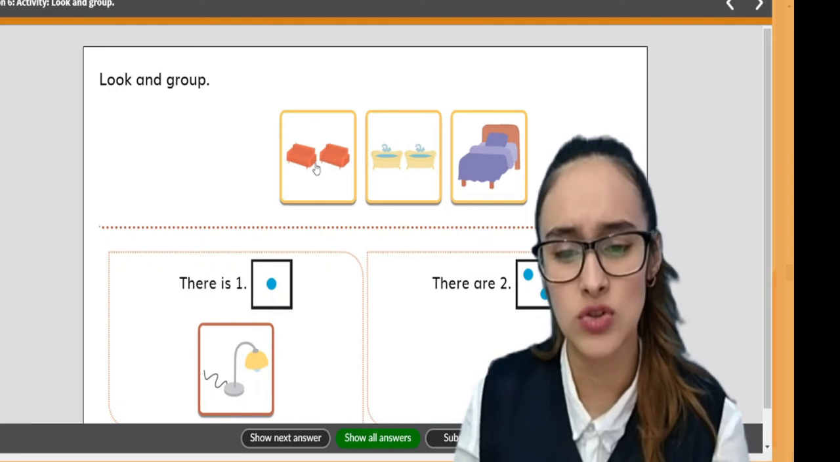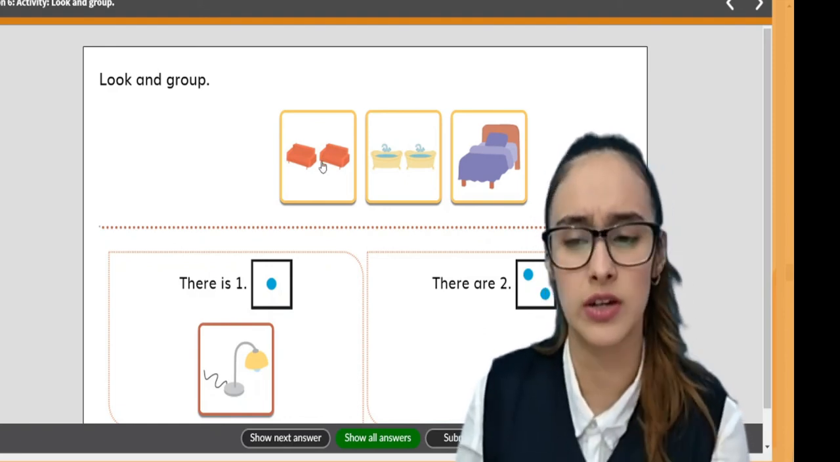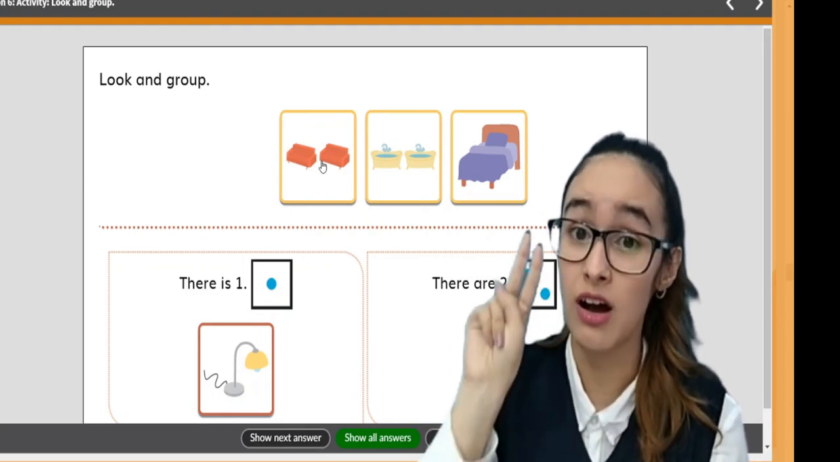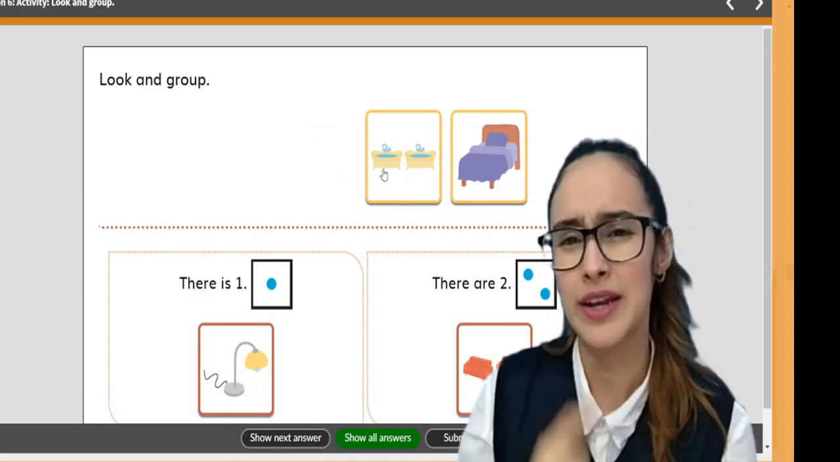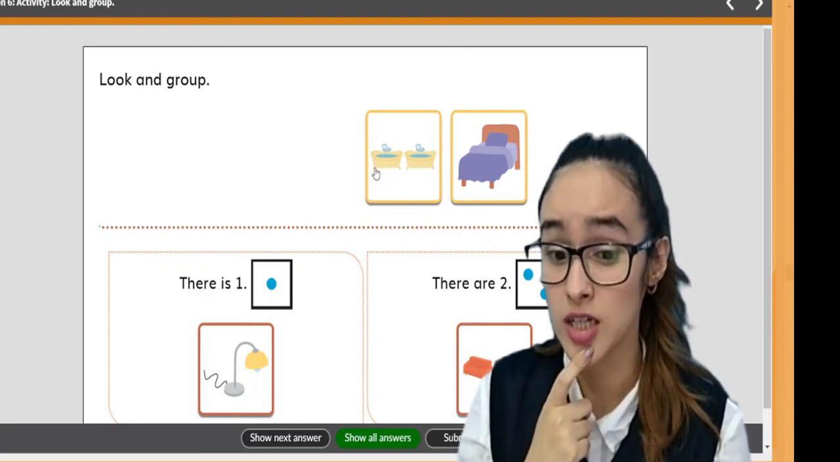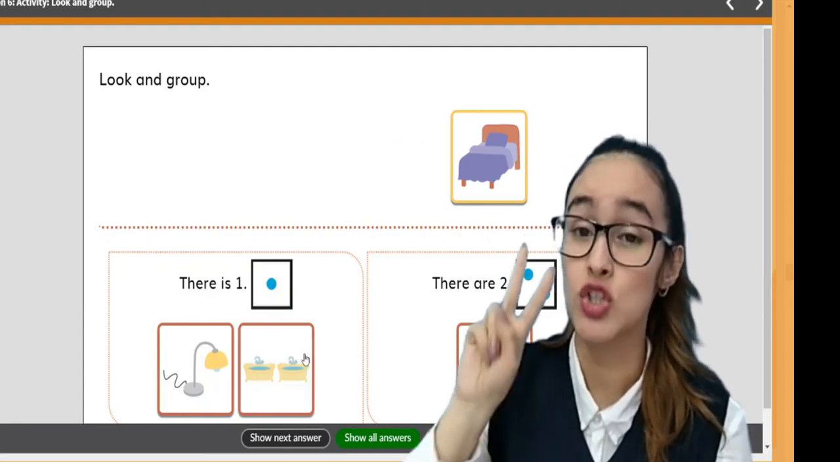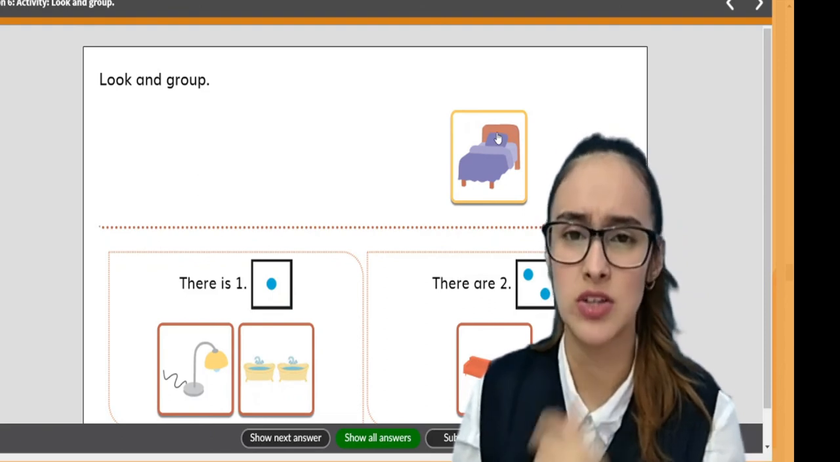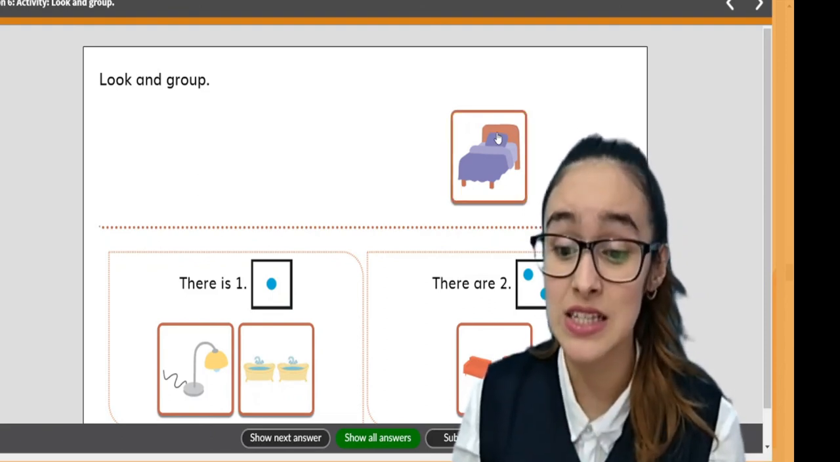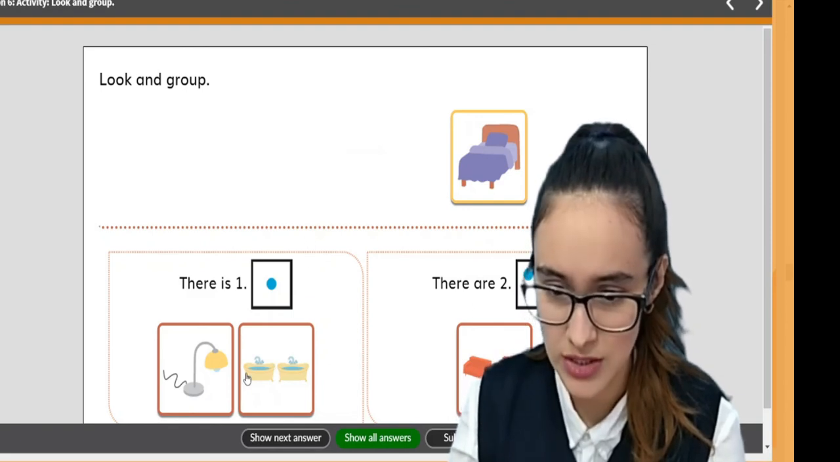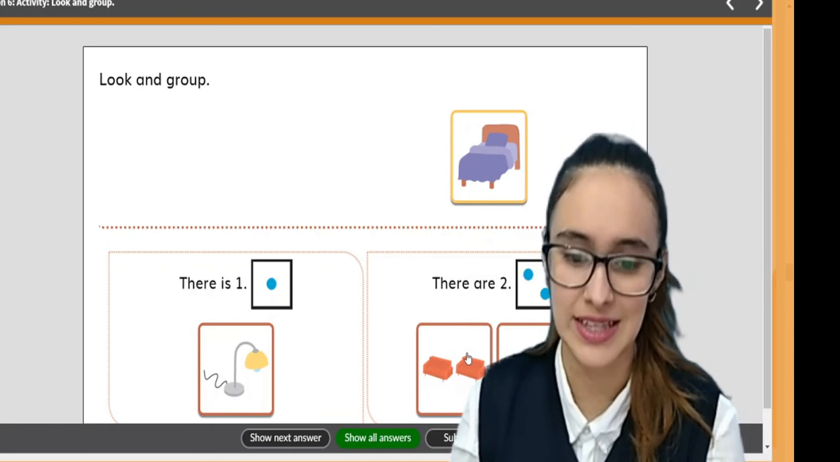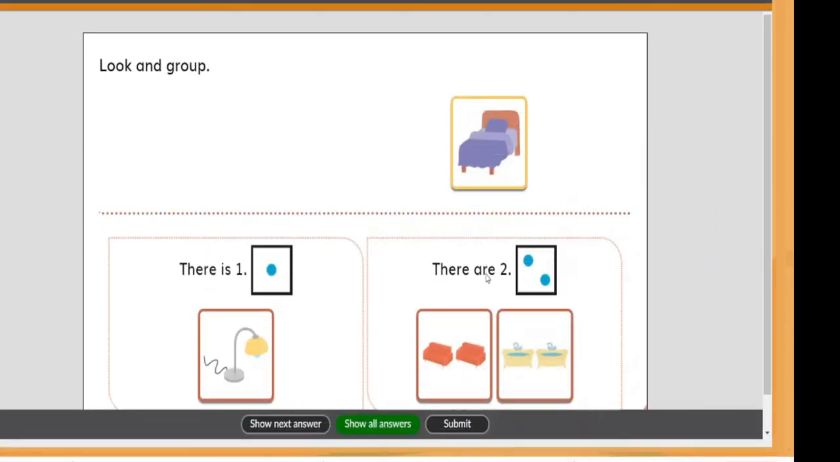Yes. How many sofas are here? One, two. There are two sofas. Good. How many bathtubs are here? There are two bathtubs. Yes. How many beds are here? There is one. But I'm seeing something. Is this right? I don't think so, right? No. Yes, now it is correct. There are two sofas. There are two bathtubs. Yes.